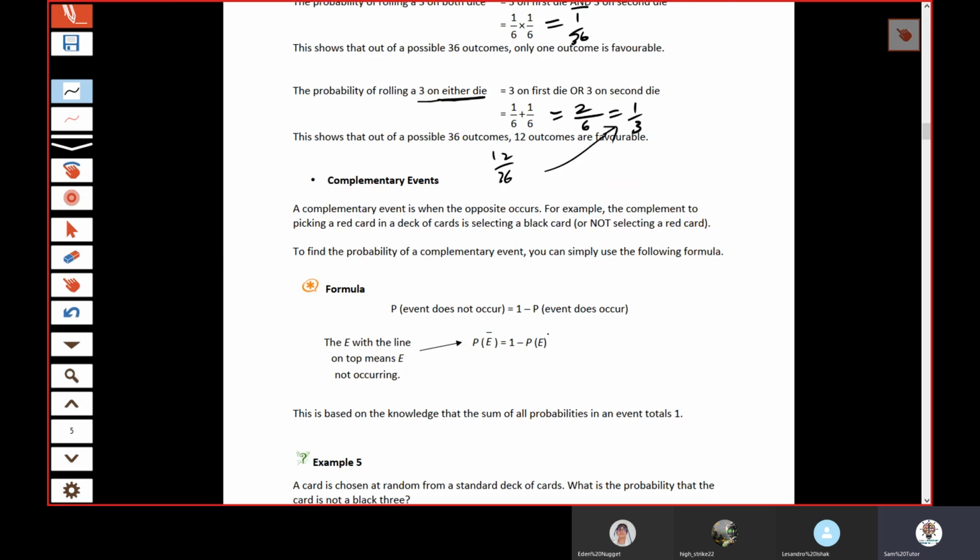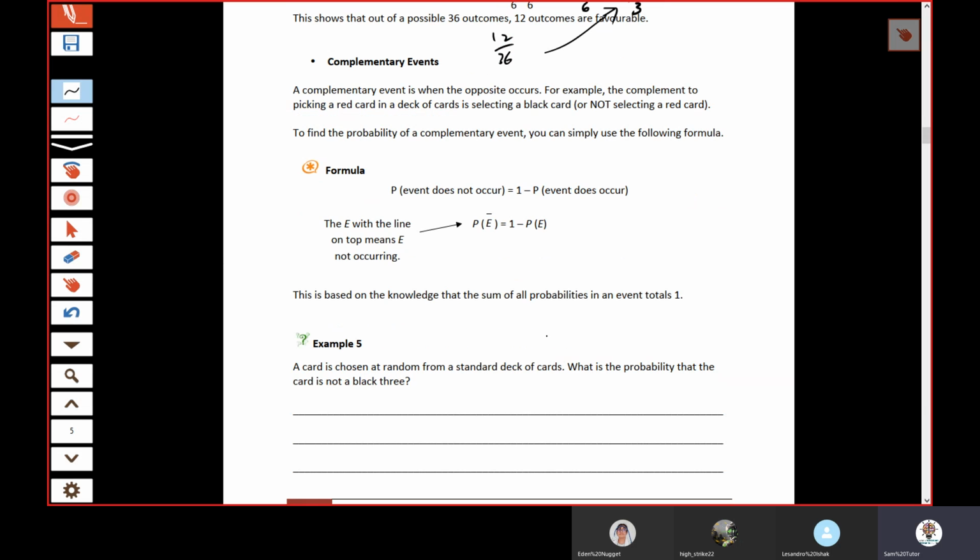Good. Then we've got complementary events. Complementary events are the opposite. So a complementary event is when the opposite occurs. For example, the complement to picking a red card in a deck of cards is selecting a black card, or not selecting a red card.